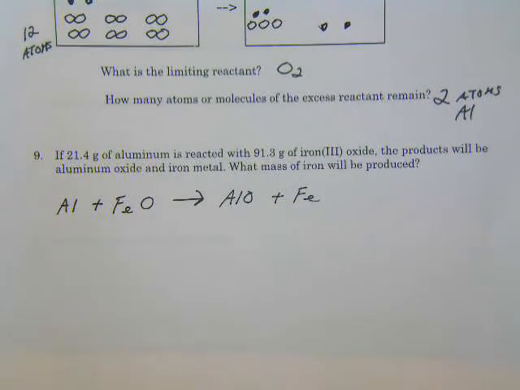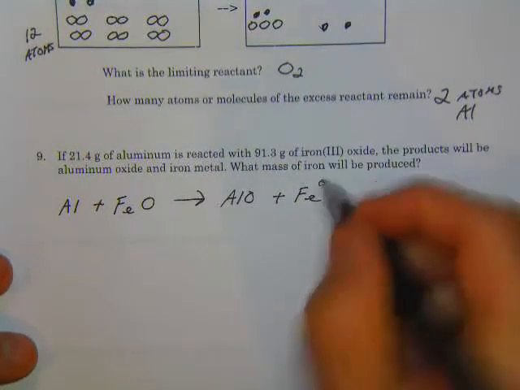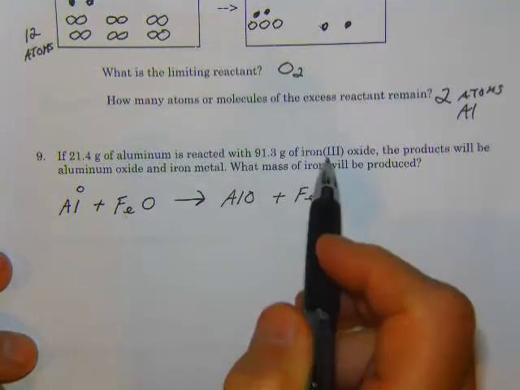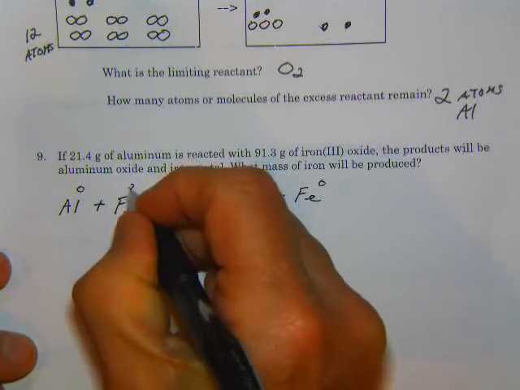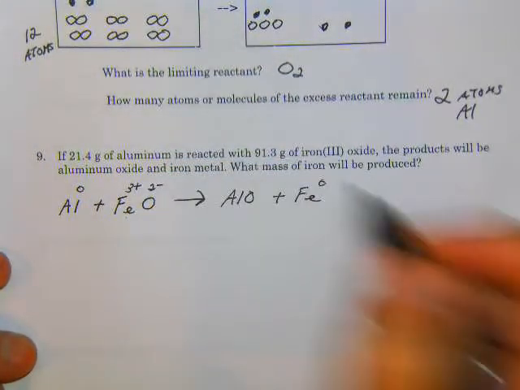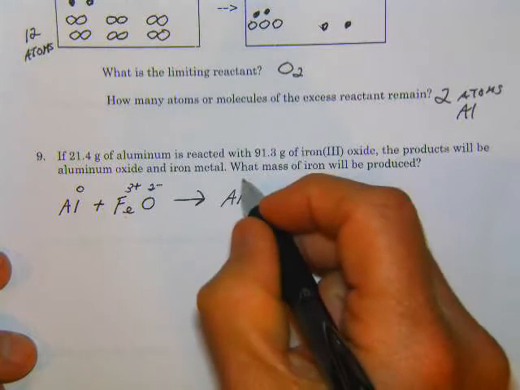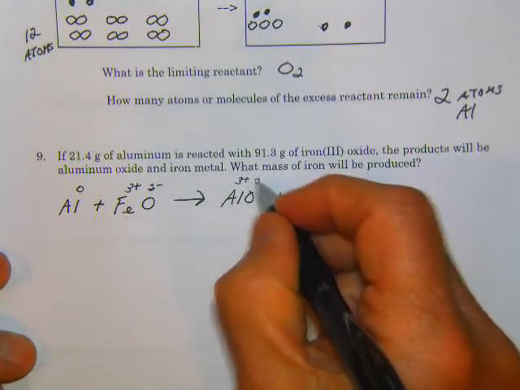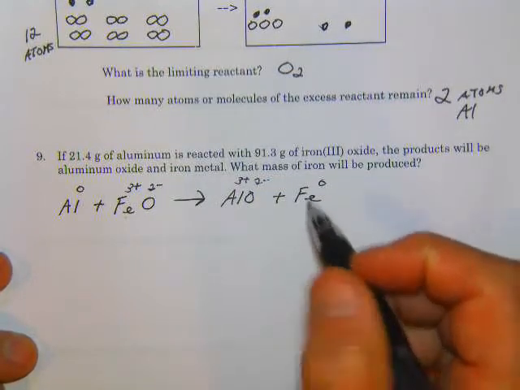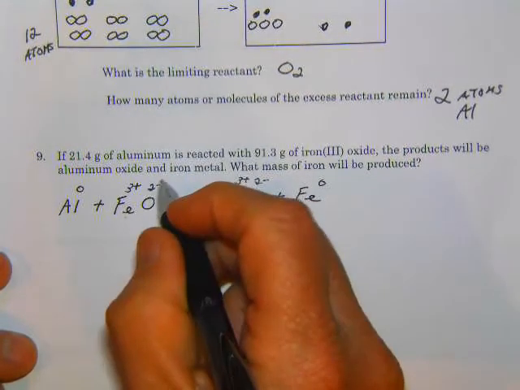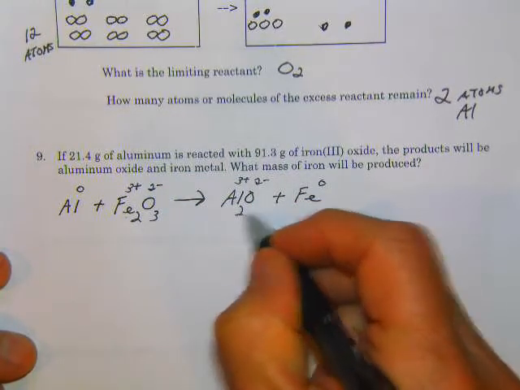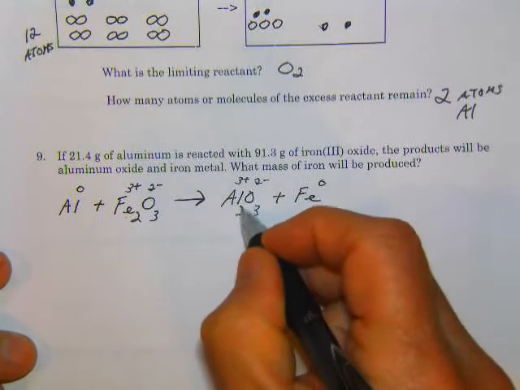All right, so we have to go back and put in the charges. Our free elements are always 0. And iron, it says iron(III), so we know this is 3 plus, and this is 2 minus. Aluminum is actually 3 plus, and oxygen is 2 minus. So let's go ahead and do the crisscross. So we have to get the formula. So Fe2O3, Al2O3.